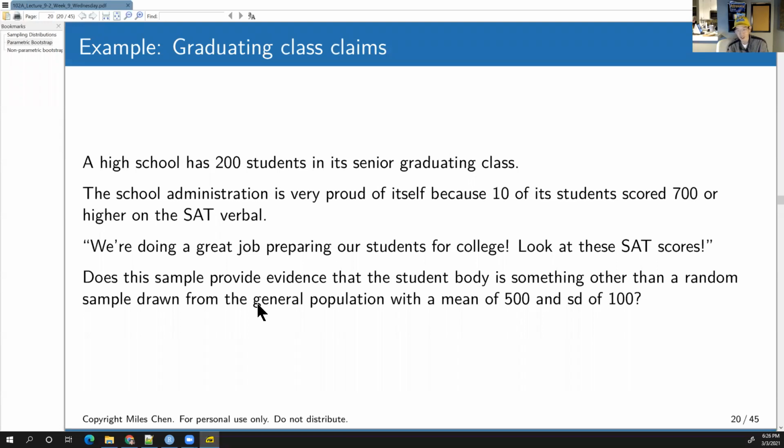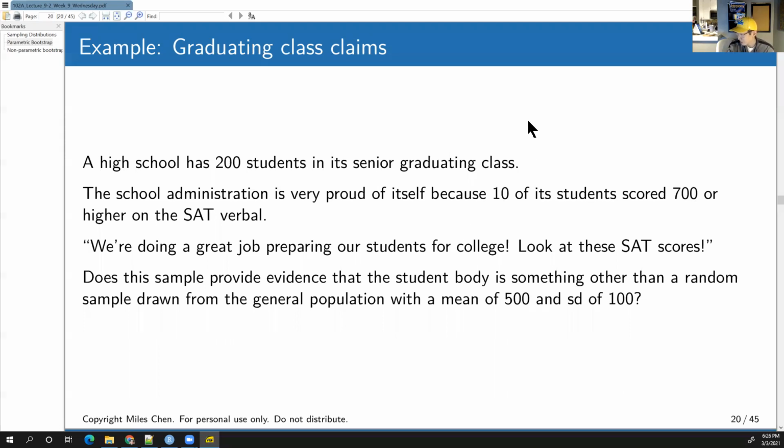Just look at these SAT scores, right? We got 10 students who scored 700 or higher. And so the question is, does our data show evidence that our student body is something other than a random sample drawn from the general population? The general population has a mean of 500 and a standard deviation of 100. Do we have evidence that our student body is different from a sample drawn from the general population?